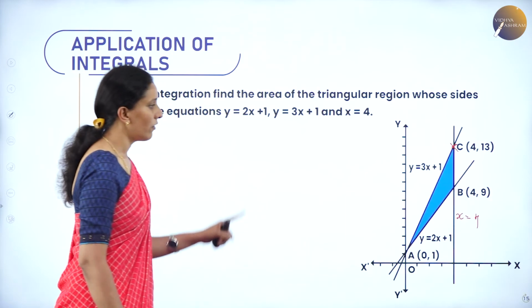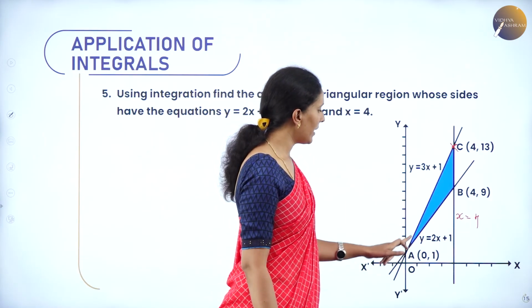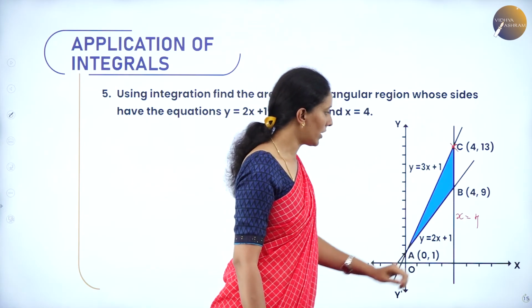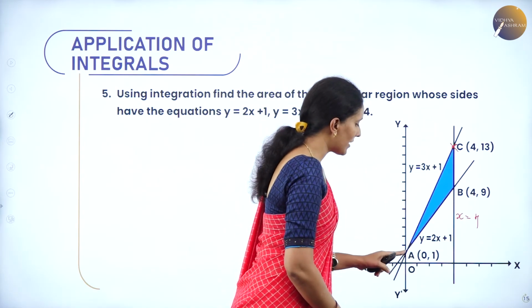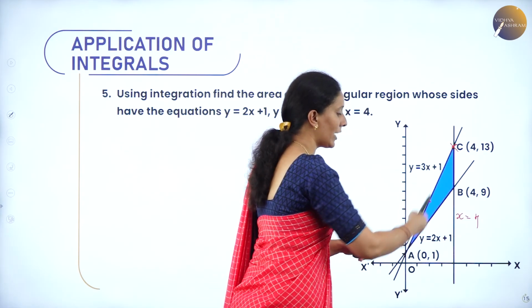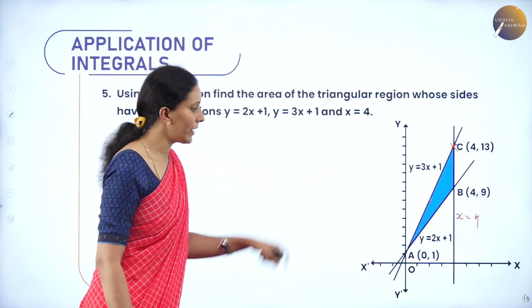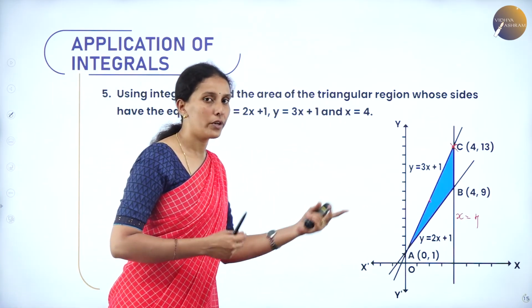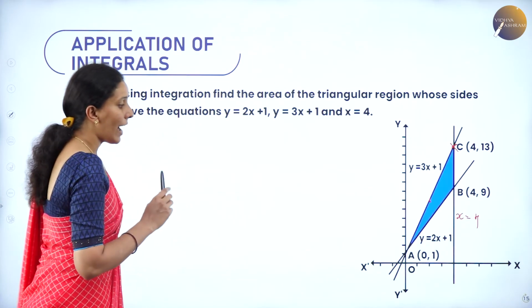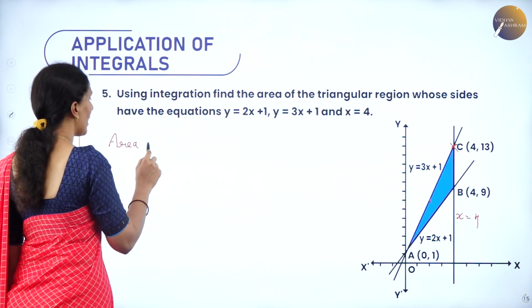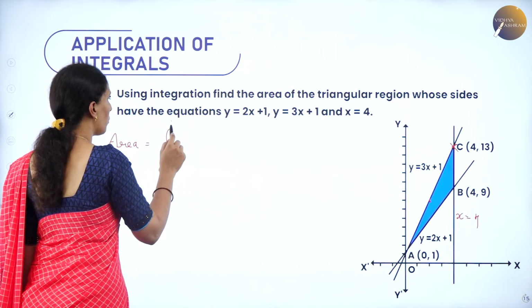So clearly from the figure you can see the area bounded by the line AC is below the curve. So that curve has to be subtracted by the area bounded by AB. Then only we will get the region bounded by this triangle. And x is equal to 4 is just a line, so no need to write any equations for that. And the interval is from 0 to 4. So therefore the required area is the integral from 0 to 4.